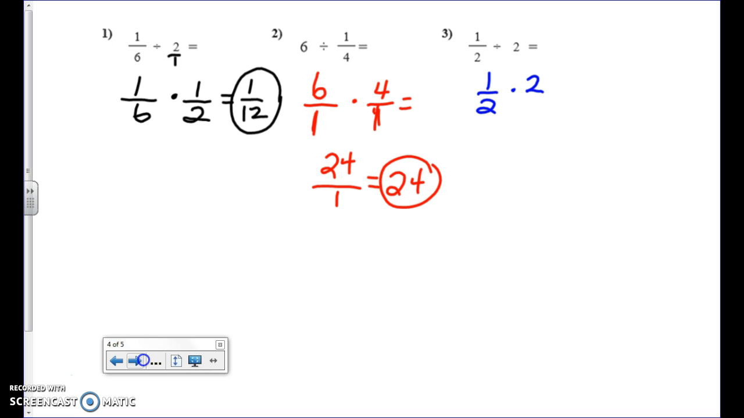And finally, 1/2 divided by 2 would be like 1/2 times, oop, not 2 over 1, Mr. Gillum. You have to flip that fraction. It says 2 over 1. We're going to multiply it by 1 over 2. And so again, I would reduce, reduce, cross reduce, and I would know that what's left is 1/4.